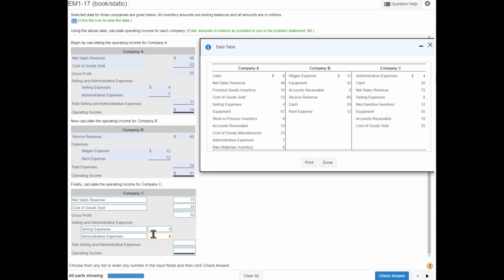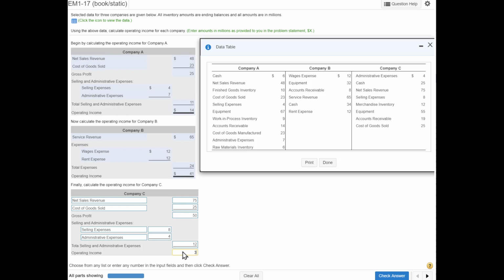So just for your knowledge, it doesn't matter how you order these two expenses. Each company will do it differently. Some go alphabetically, some go by account number, some go by the largest to smallest. So let's see here, we got 12, so $50 million of gross profit minus 12 million of expenses gives us operating income of 38.